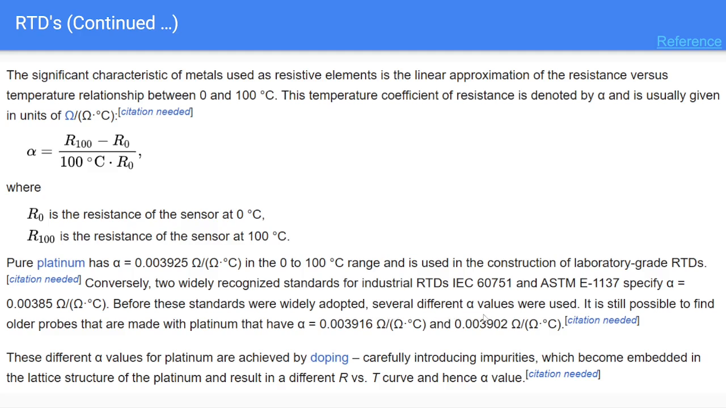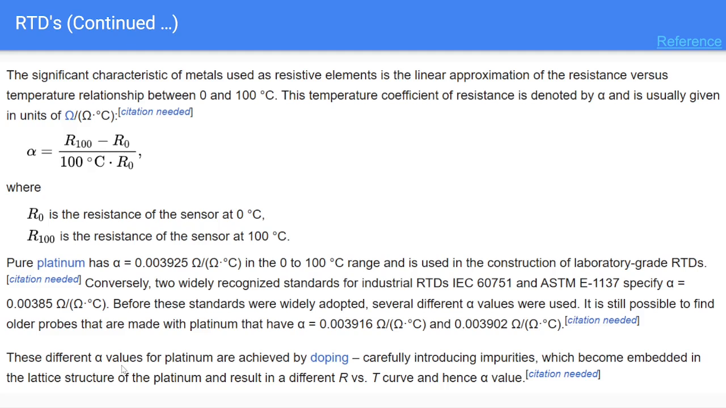But you can find several different alpha values. The older values for platinum RTDs are 3.916 milliohms per ohm degree Celsius, or 3.902 milliohms per ohm degree Celsius. Again, what is alpha? Make sure that you understand that, and the units of alpha and the typical value of alpha for platinum RTDs.